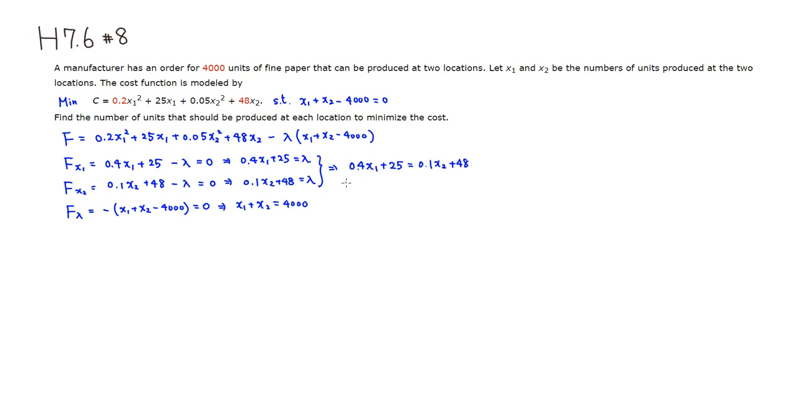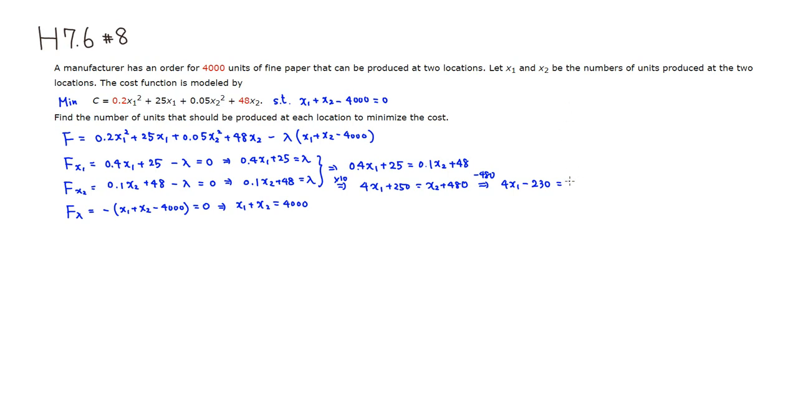All right, I don't like decimal numbers, so I'm going to multiply through by 10. So you get 4x1 plus 250 is equal to x2 plus 480, right? And I'm going to solve for x2, so I'm going to just subtract the 480. You get 4x1 minus 230 is equal to x2, right?